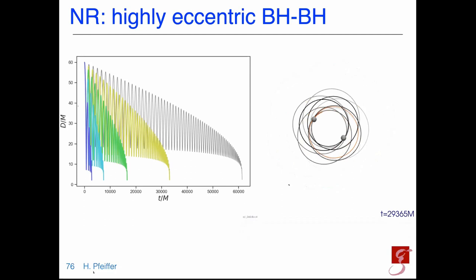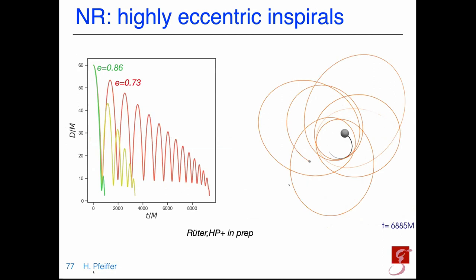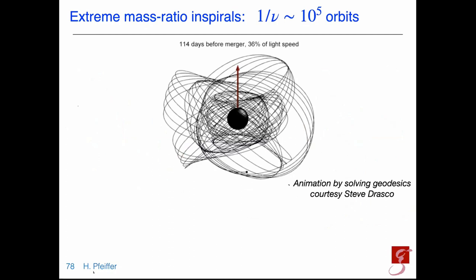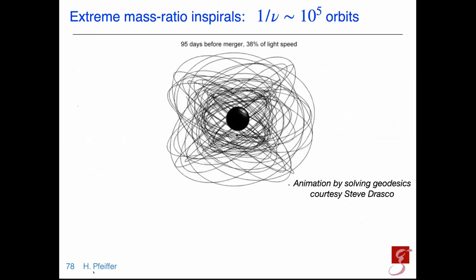The difficulty with these really long simulations is that the movies get difficult to show. We're doing this for equal masses here. We've also started the first unequal mass simulations. And coming back to this mass ratio gap thing, the interesting feature is that the waveforms, the in-spirals, turn ever longer, that the number of orbits grows proportional to the mass ratio.